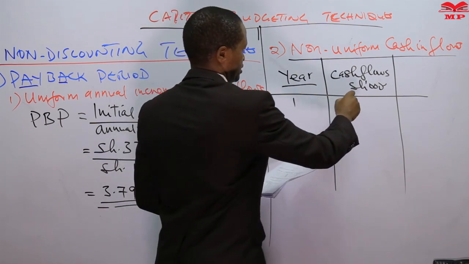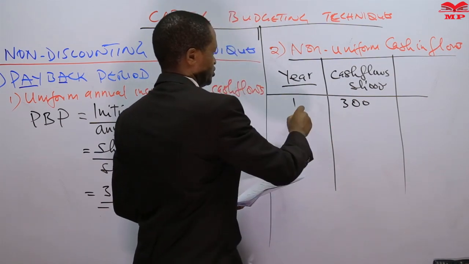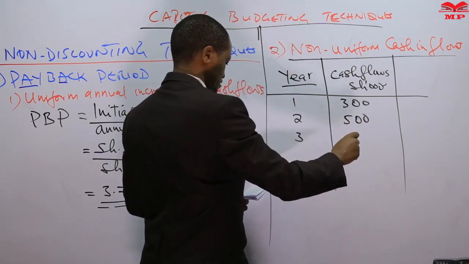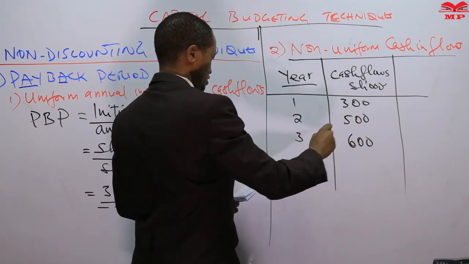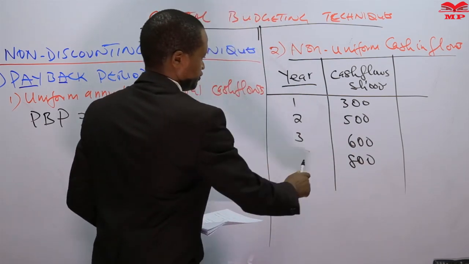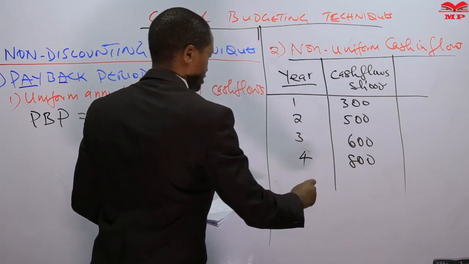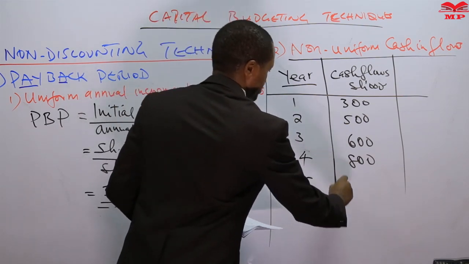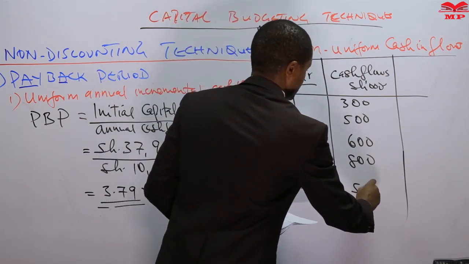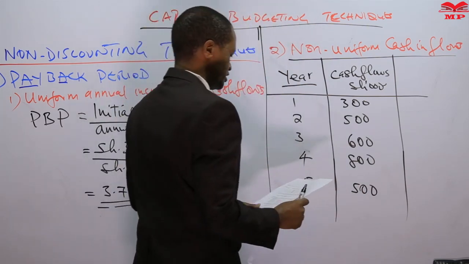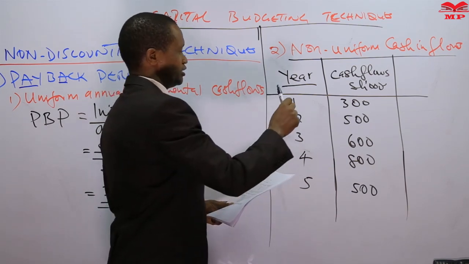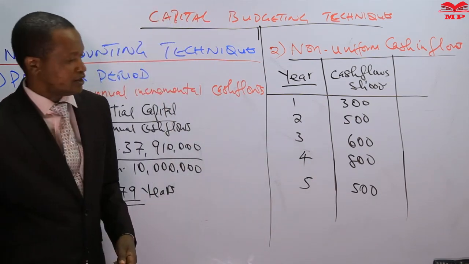Year 1, there is 300,000. Year 2, 500,000. Year 3, at the end of year 3, 600,000. At the end of year 4, 800,000. That is year 4. Then lastly, at the end of year 5, this project will generate cash flows amounting to 500,000. So that is the question, and we are required to determine the payback period.